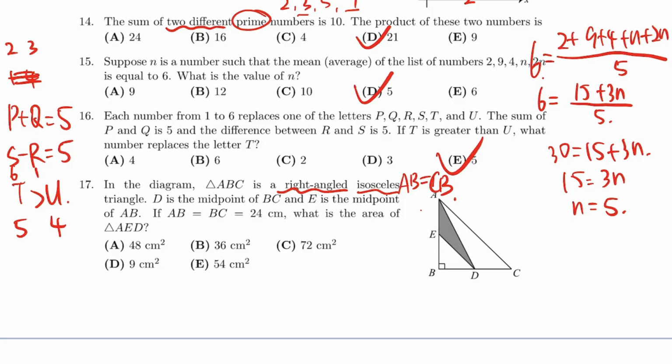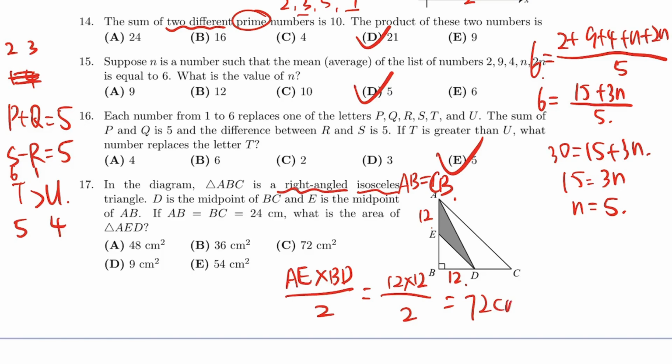So for this one, we can treat AE as a baseline. So it's half of AB, which is 12. Okay, and the height, we can use BD. BD is also 12, right? Because if we extended line AE, it will connect on the point B. It's also the height of the triangle AED. So in this case, we can write it AE times BD divided by 2, which is 12 times 12 divided by 2. So 72 centimeters squared. Answer is C.